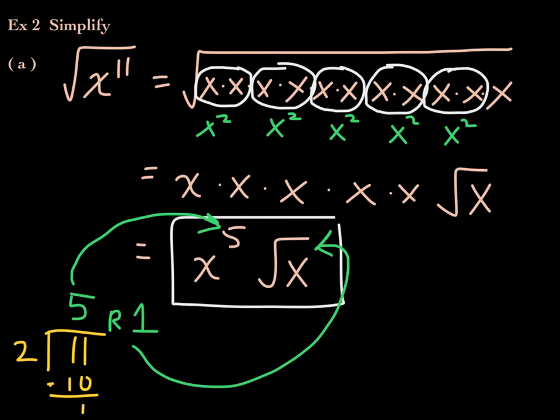From now on, whenever I am simplifying a radical expression with a variable or with a power, all I will do is divide the power that's on the variable underneath the radical by the index. The quotient will be the power that's on the variable outside the radical. The remainder will be the power that is on the variable underneath the radical.